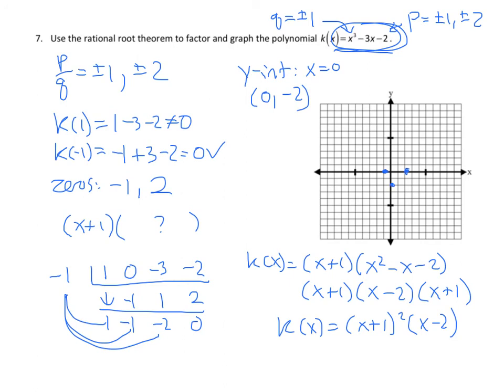And the end behavior, since I have, looking at my very first term, x to the third, it's odd degree with a positive leading coefficient. So the end behavior is going to be down over here and up over here. So I start down below and go to my first x-intercept, negative 1, where I'm supposed to bounce. So I bounce, I go down through my y-intercept, and then I have to cross at my other x-intercept. And that would be the graph.